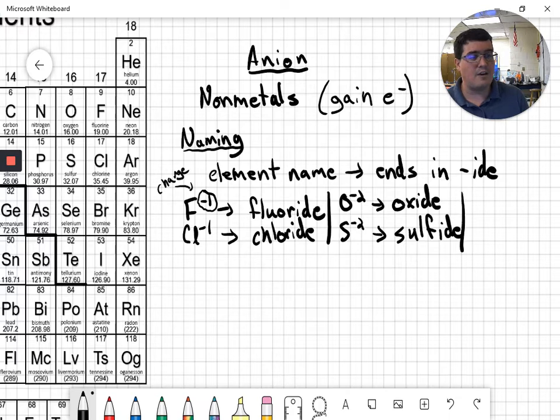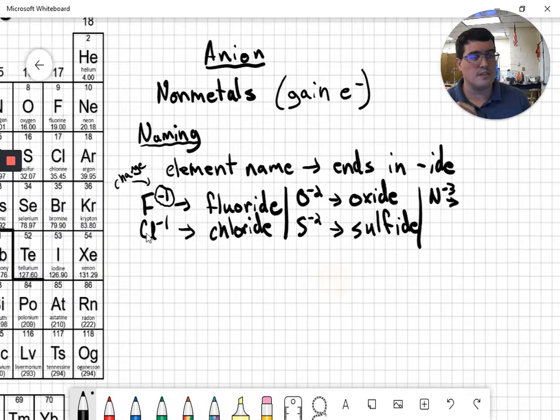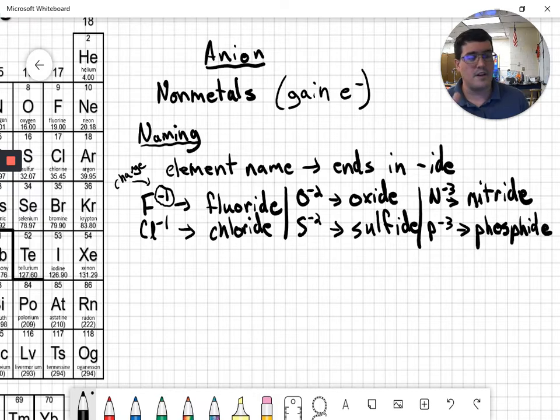So we start to get some of the pattern here. To keep going with that pattern, the next one over is nitrogen. Nitrogide sounds silly, so instead we call it nitride. And below that is phosphorus. Phosphoride sounds silly, so we call it phosphide.